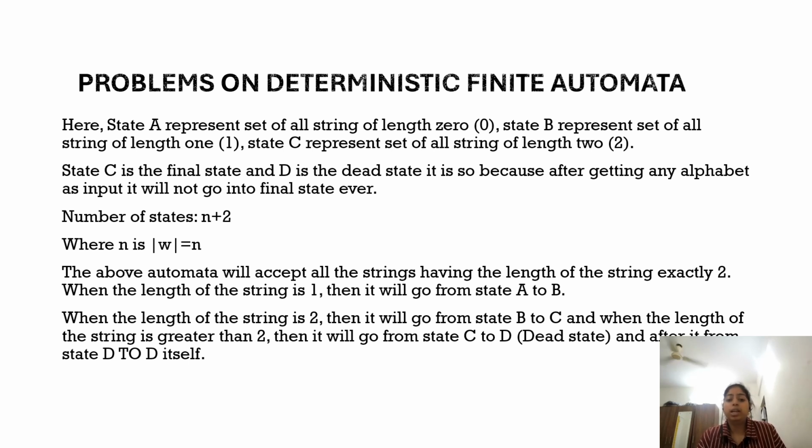The above automaton will accept all strings having length exactly 2. When the length of the string is 1, it will go from state A to B. When the length of the string is 2, it will go from state B to C. When the length of the string is greater than 2, it will go from state C to D, and D is the dead state. After it goes to D, from D it will go to D itself.